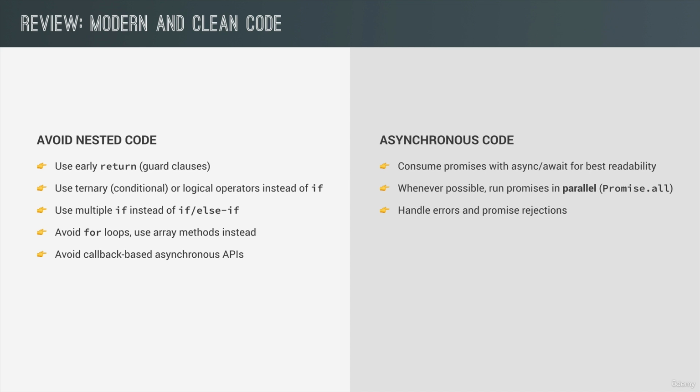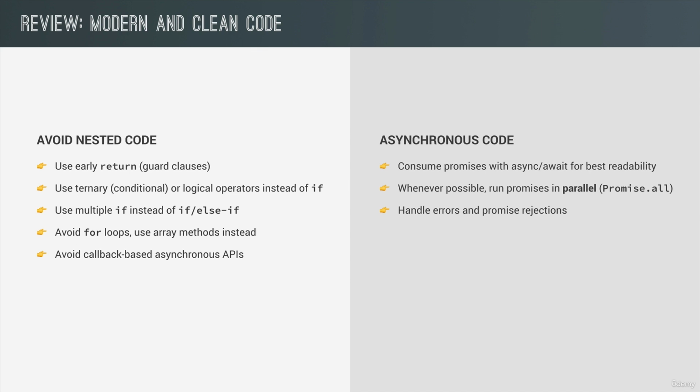All right, so these two go kind of together. So avoiding callback-based asynchronous APIs and instead opting for using promises and then consume these promises with async await. Now, something that's very important is that whenever you can, you should run promises in parallel using the Promise.all combinator function. So when you have two promises that can run at the same time, so promises that do not depend on each other, then please run them in parallel to make the application a little bit faster for your users.